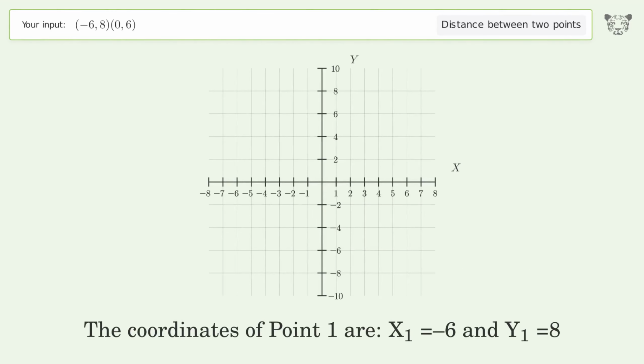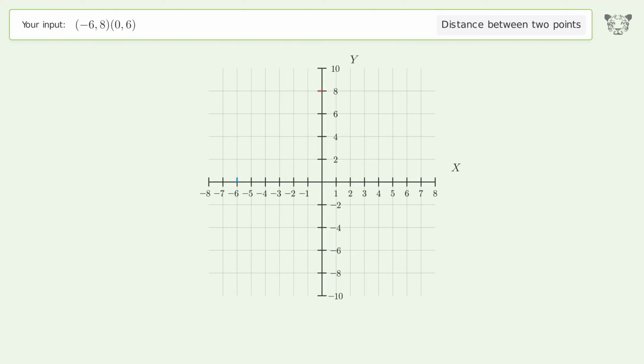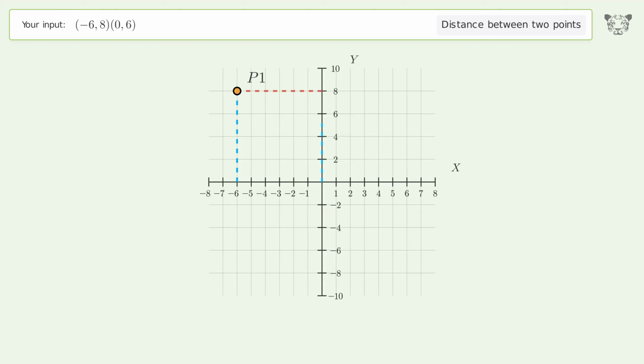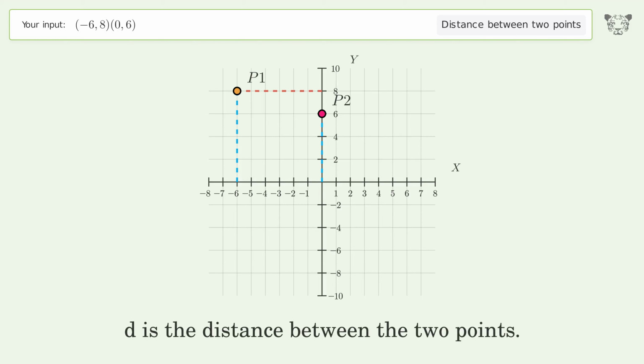The coordinates of point 1 are x1 equals -6 and y1 equals 8. The coordinates of point 2 are x2 equals 0 and y2 equals 6. D is the distance between the 2 points.